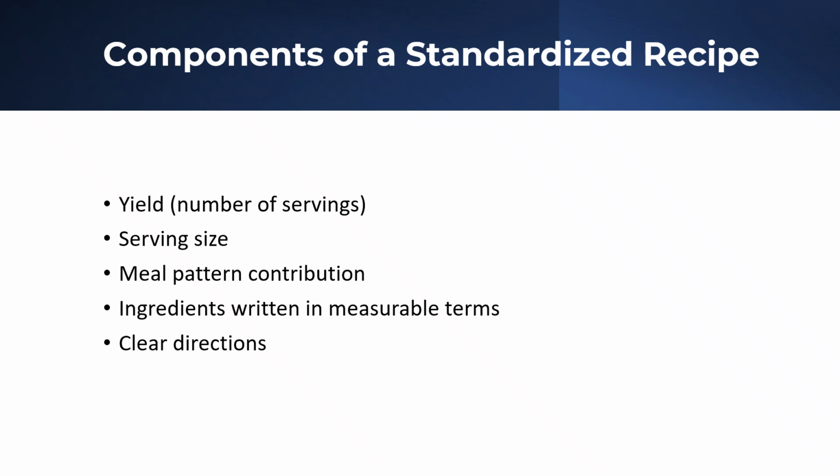Now let's go over the components of a standardized recipe, or the recipe for a recipe. First, your recipe must contain the yield or number of servings that the recipe will produce. You will need to have your serving size, how it contributes to the meal pattern, your ingredients written in measurable terms, and then clear directions for completing the recipe.